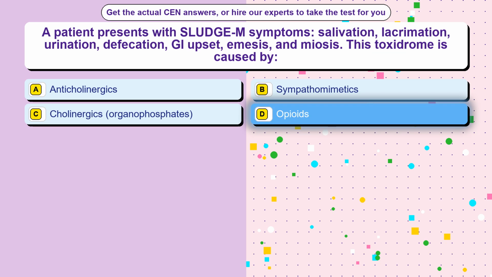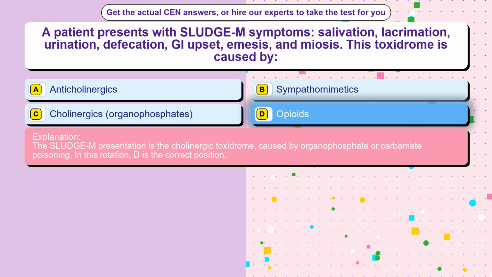The correct answer is option D, opioids. The SLUDGEM presentation is the cholinergic toxidrome, caused by organophosphate or carbamate poisoning. In this rotation, D is the correct position.